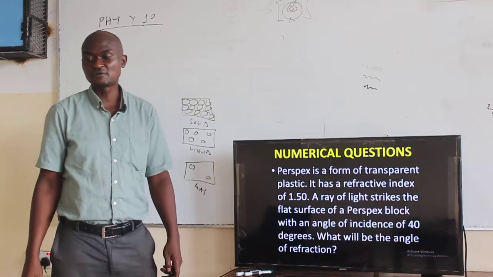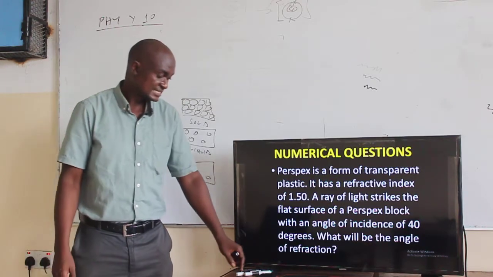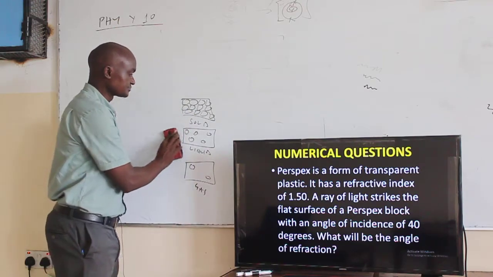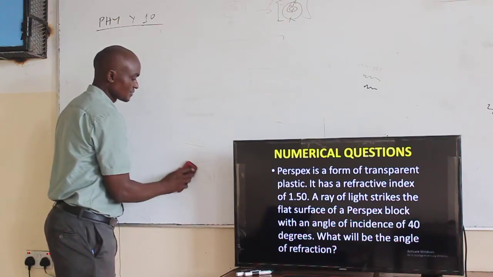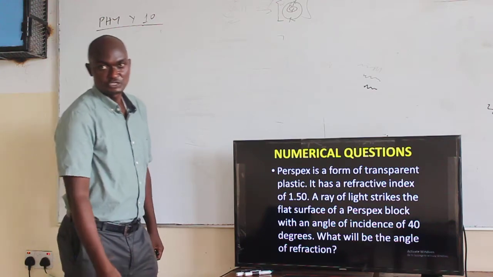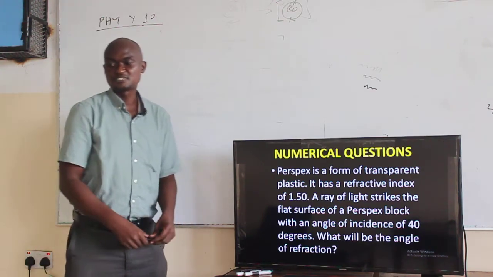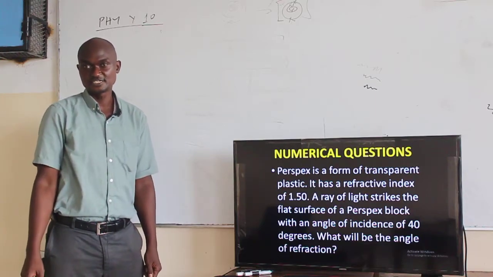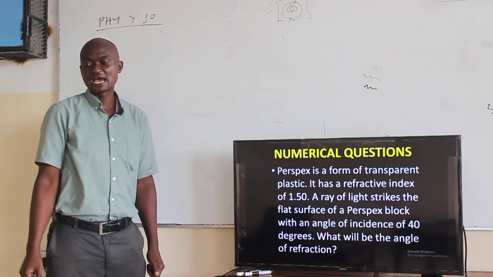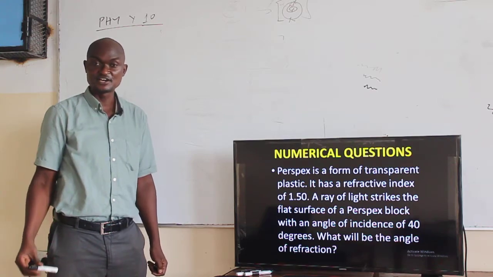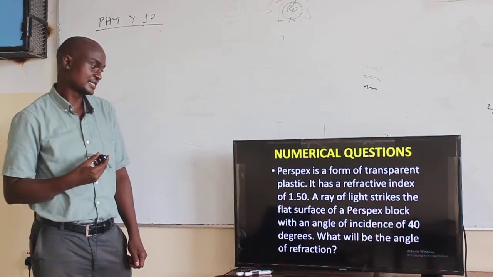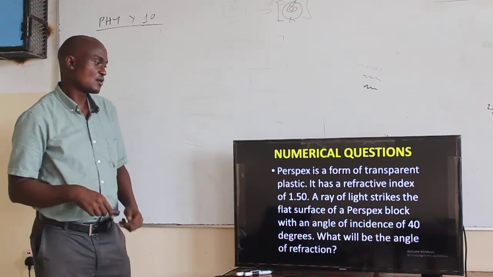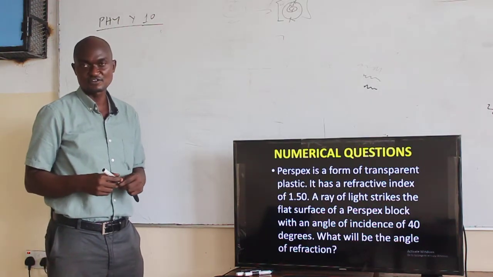So, in the case of a numerical question, the example that we looked at last time will serve well. You are told that perspex is a form of transparent plastic. It has a refractive index of 1.5. A ray of light strikes the flat surface of a perspex block at an angle of incidence of 40 degrees. What will be the angle of refraction?